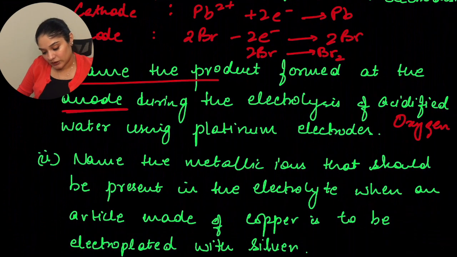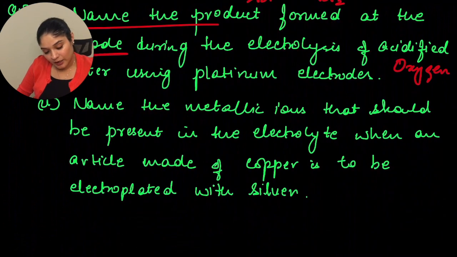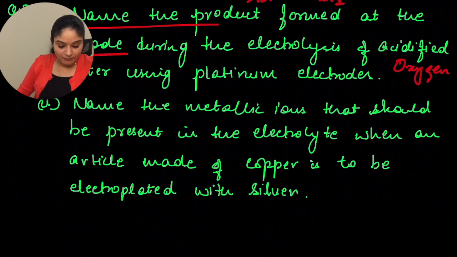The next question is, name the metallic ion that should be present in the electrolyte where an article made of copper is to be electroplated with silver. When you're electroplating something with silver, the main ion that should be present in the electrolyte should be silver. So my pencil stopped working. So that is silver. You can write that.